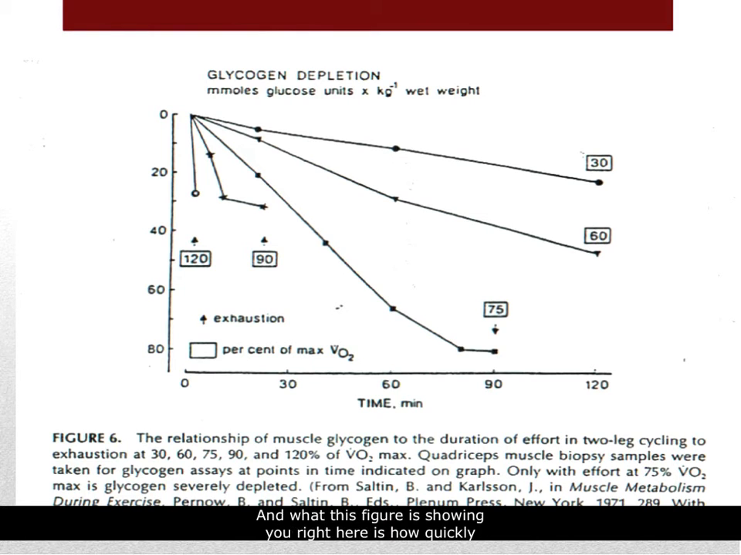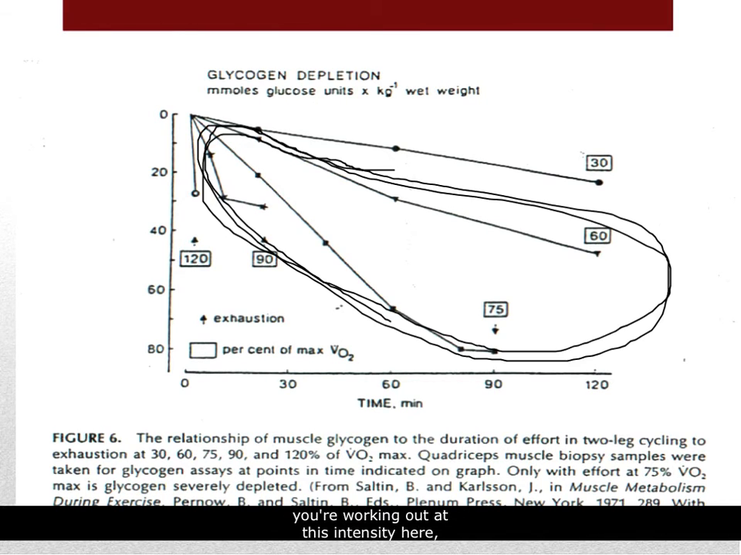What this figure is showing you right here is how quickly glycogen depletes based on different intensities. Again, what we're talking about for me and you and people that are just regular aerobic workers-out, you're working out at this intensity here, 60 to 75% of VO2 max. The only reason I even shared with you about VO2 max is because most of the scientific imagery uses VO2 max. They're not really doing too much with heart rate or MET. VO2 max is a clinical measure. But at that moderate intensity right here, what you can see is that it takes about 90 minutes.